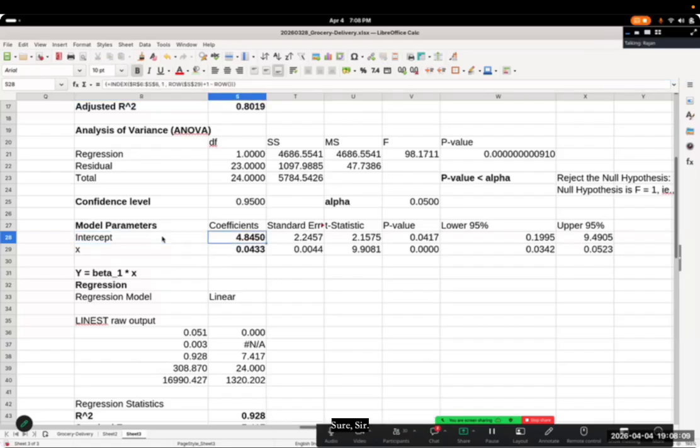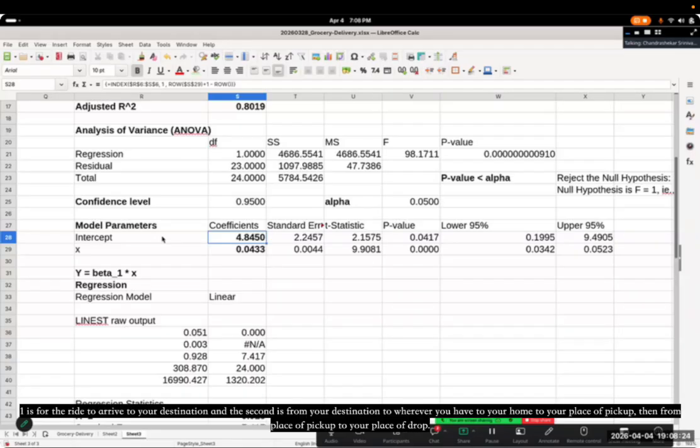Sure, sir. See, just an additional point. Let's say that we use a ride share to book a cab, right? I would be surprised if many of them have even heard of the term. It's covered in two parts. One is for the ride to arrive to your destination, and the second is from the destination to your home, from place of pickup to your place of drop.